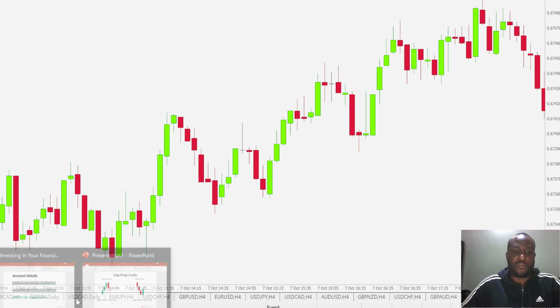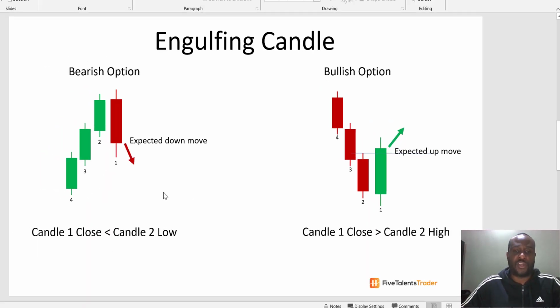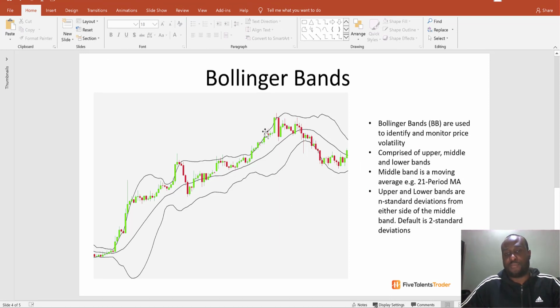But let's quickly look at the Bollinger Bands rules. Bollinger Bands are just bands, so it's got the upper line, the lower, called the upper band and lower band, and then there's a middle band. The middle band is usually a moving average, and the default is a 20 or 21 moving average, and the upper and the lower bands are simply standard deviations, which by default on the platform is 2 standard deviations.